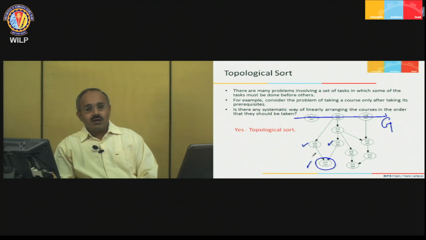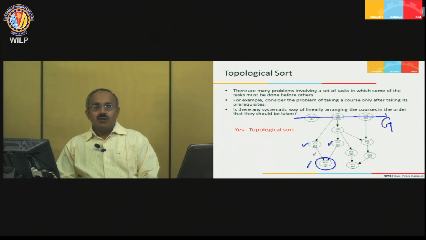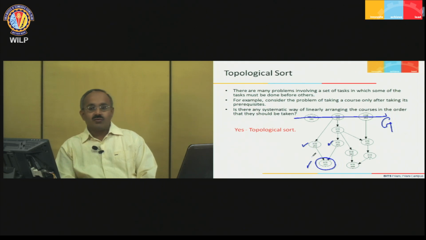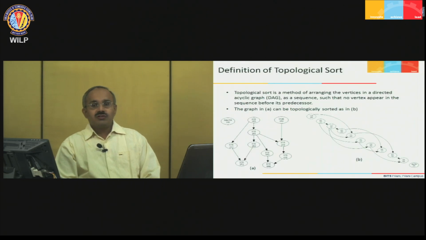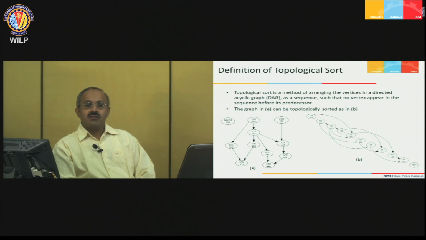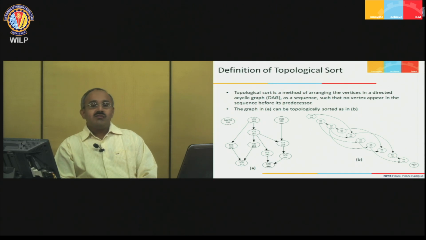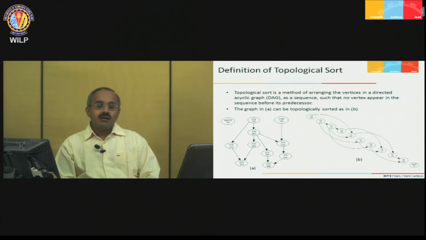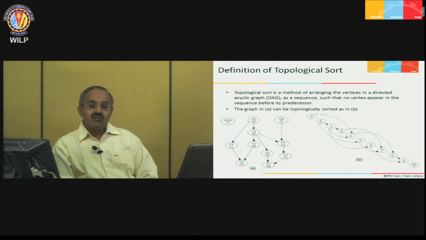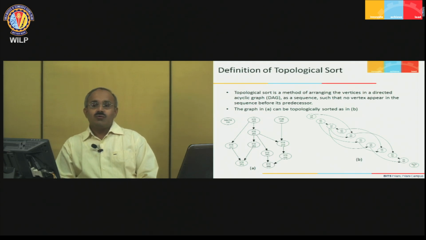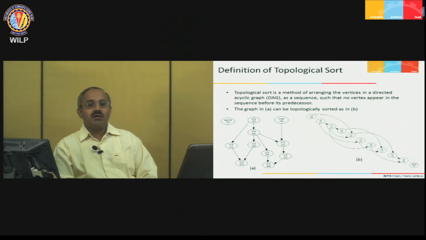So, we want to look at a systematic way of linearly arranging, so that the prerequisite structure is very clearly understood. Topological sorting is a method of arranging this in a linear manner. It represents the graph as a directed acyclic graph. That means there are no cycles in the graph and it is a directed graph, such that no vertex appears in sequence before its predecessor.